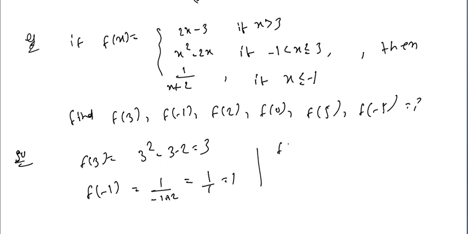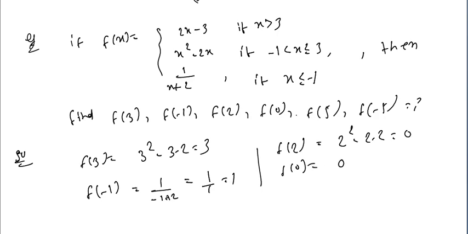Now we have to find f of 2. Just check where 2 is lying. 2 is lying in this section. Just put it, 2 square minus 2 into 2 that is equal to 0. Just find f of 0. Just search where 0 is lying. Is 0 lying in this section? Yes. Just put it. F of 0 is equal to nothing but 0.